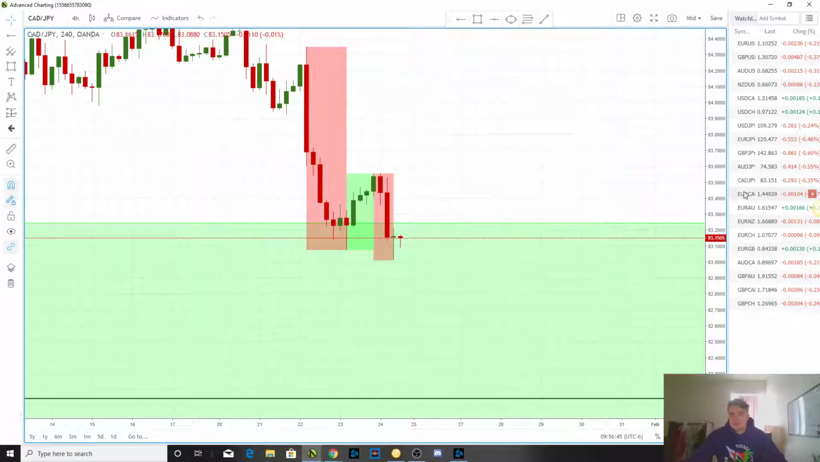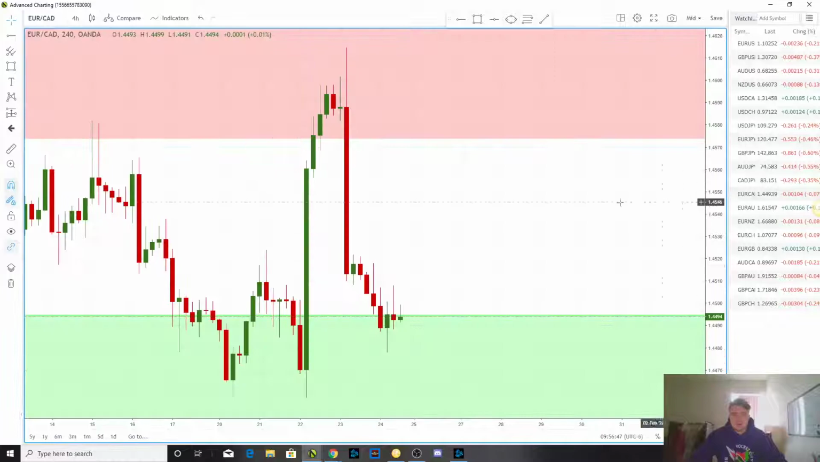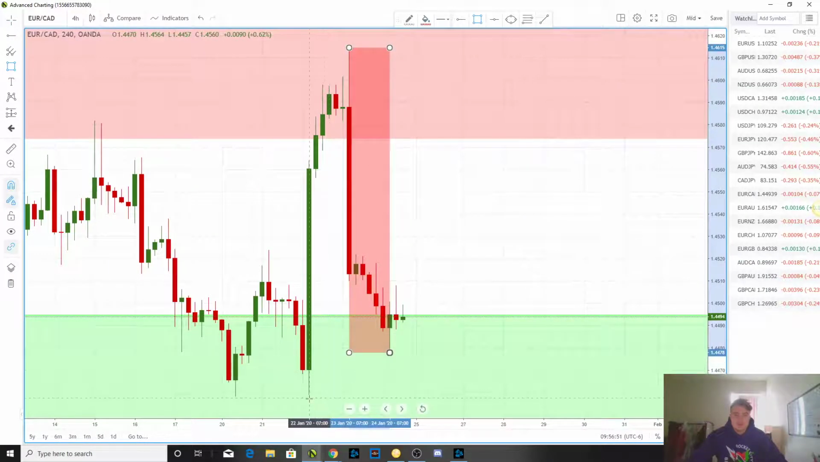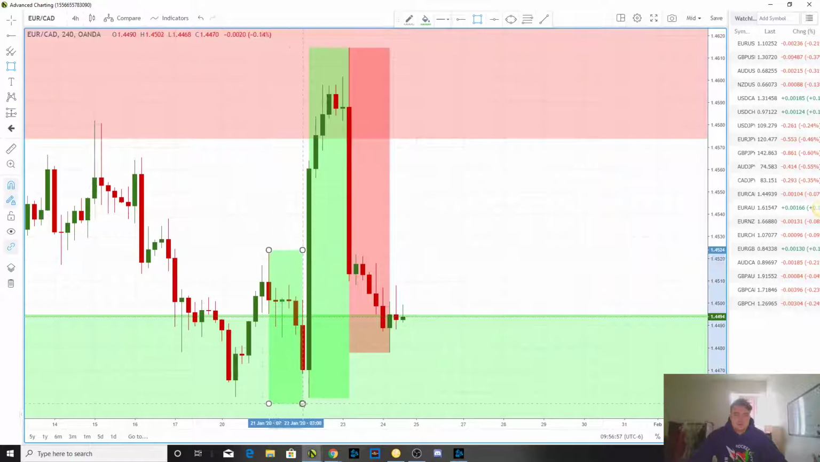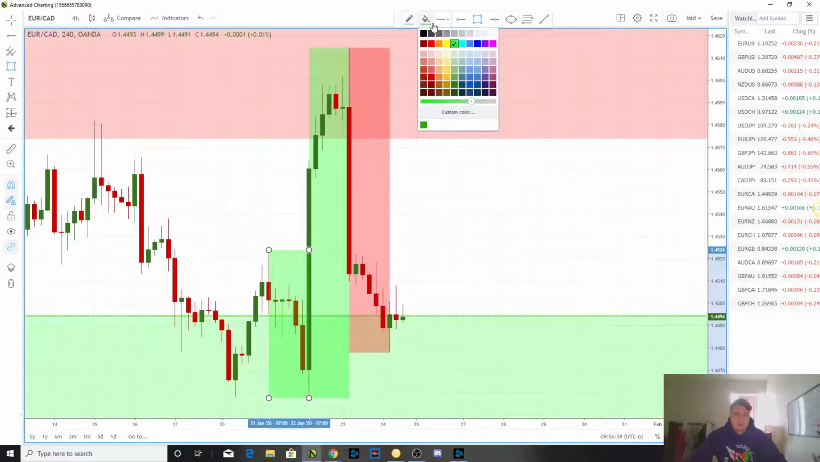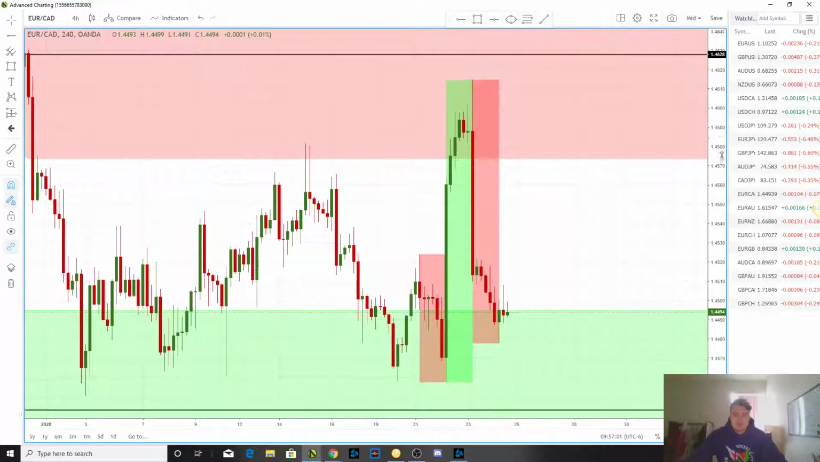Alright, so CAD yen, same thing as the other yen pairs, just waiting to turn around before we can take it. It'll be the same thing on the Euro CAD. It just wants to trade this whole range, because it's annoying. Doesn't want to give us any opportunities.